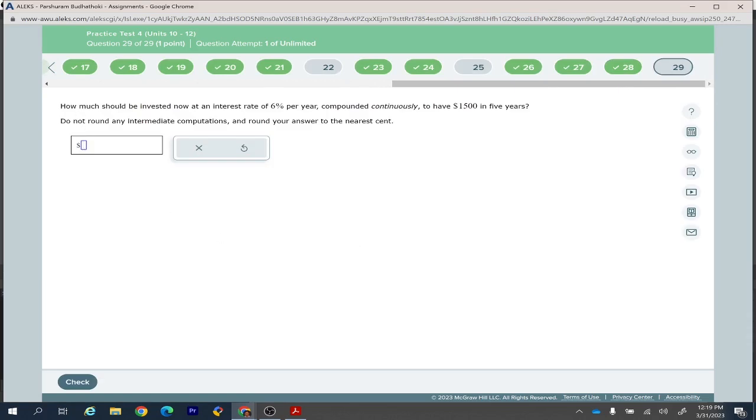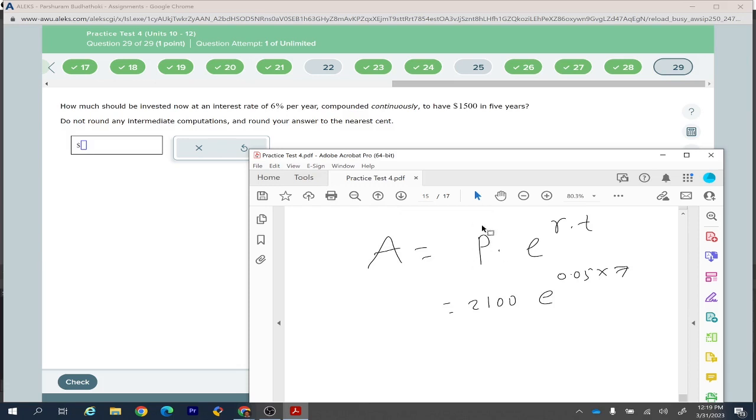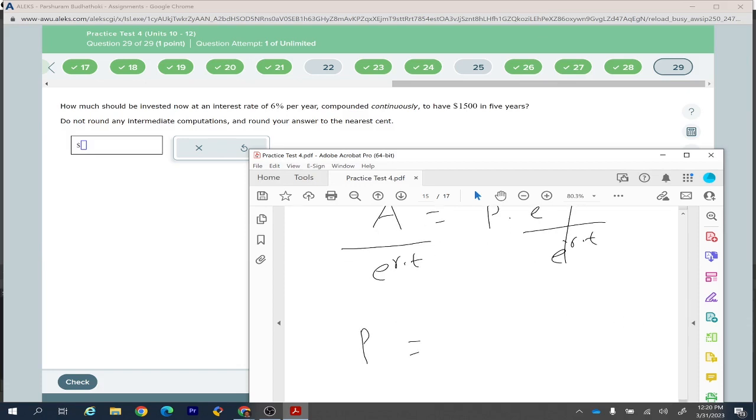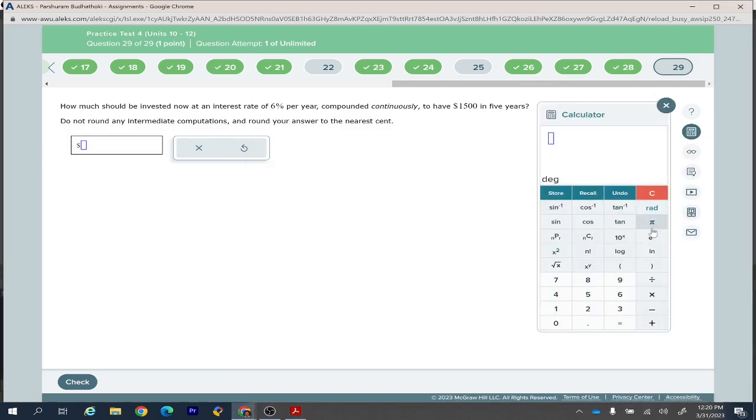How much should be invested now at an interest rate of 6% per year compounded continuously? Very same formula, but instead of finding A, you're finding P. So the formula is A equals P times e to the power r times t. To find P, you just divide both sides by e to the power r times t. So that will help us find the initial value P. How much you want to make? That's A, which is 1500. What is the rate? It's 0.06 times how many years? 5 years. So type this expression here using the calculator.